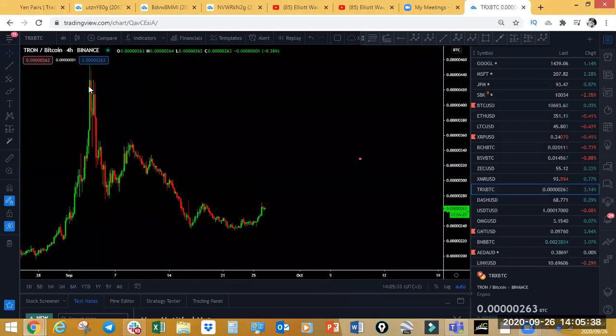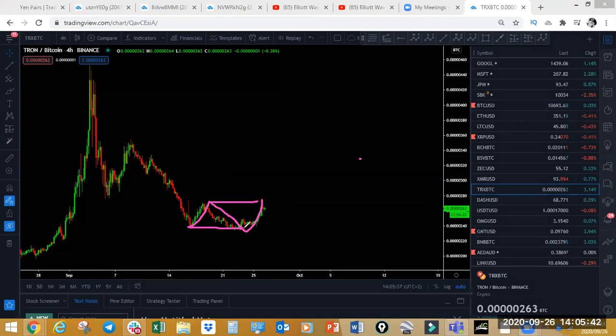Tron looking very interesting. So there's a very clear flat correction here. So Tron may be continuing to the downside. And this is Tron versus BTC, by the way. So we'll be looking for this one to make a continuation to the downside, a bit of a push to the upside, and then downside on Tron.